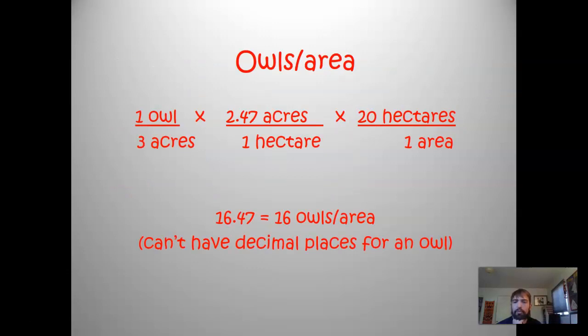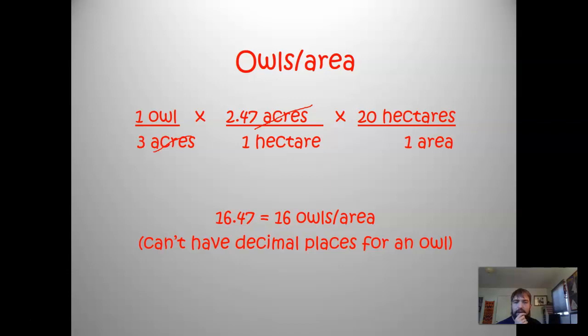Alright, so you have 1 owl per 3 acres. And you want to remember, you're trying to get owls per area. So you're figuring out the units that you would need to cancel to get to owls per area. So you want to get rid of acres. So you know 2.47 acres are in 1 hectare. So acres cancels. And then now you have this.